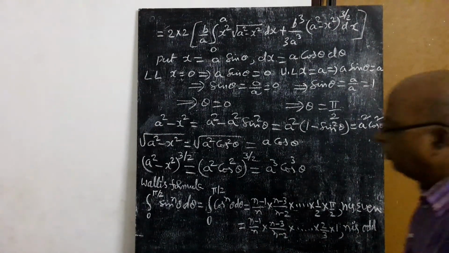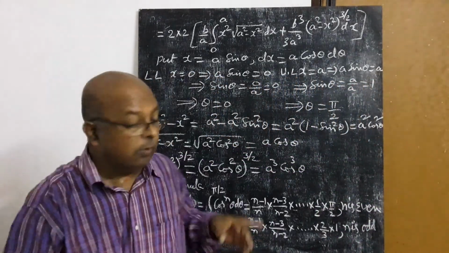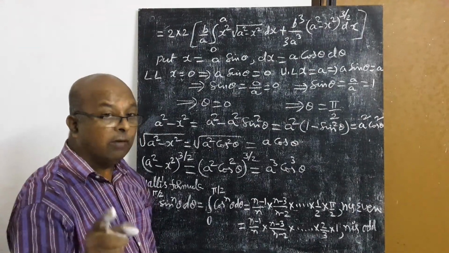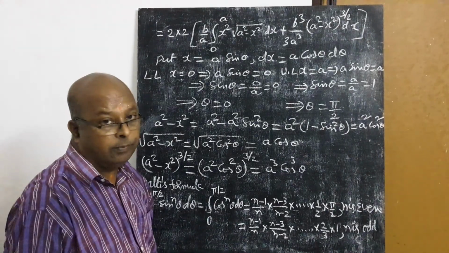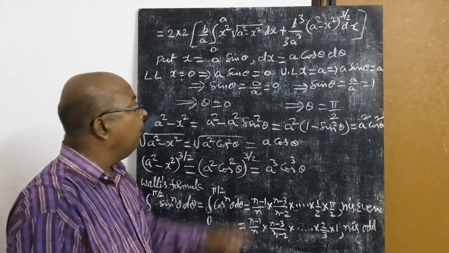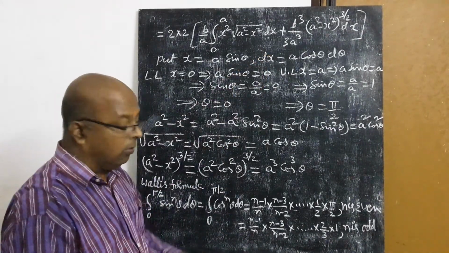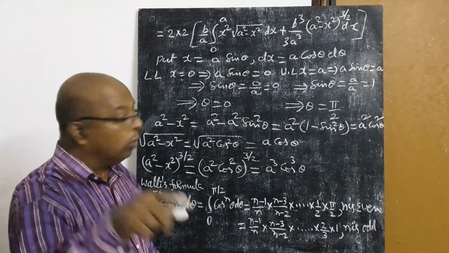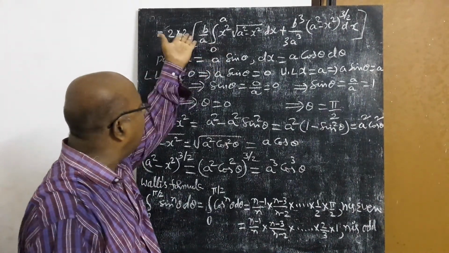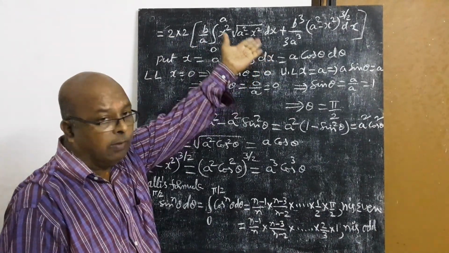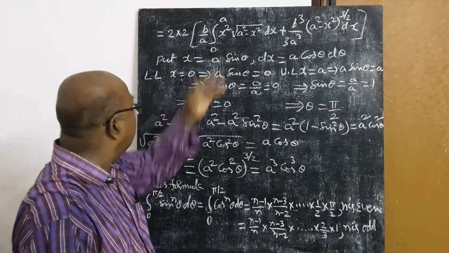So 2 into 2. How do we get this 2? x² is an even function. Root of a² minus x² is an even function. So even into even function gives again even. a² minus x² is even. So minus a to a can be written as 2 into 0 to a, with b by a common and b³/3a³ common, from the above step we get this.